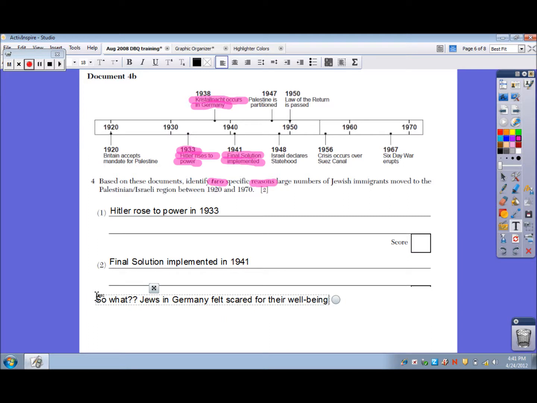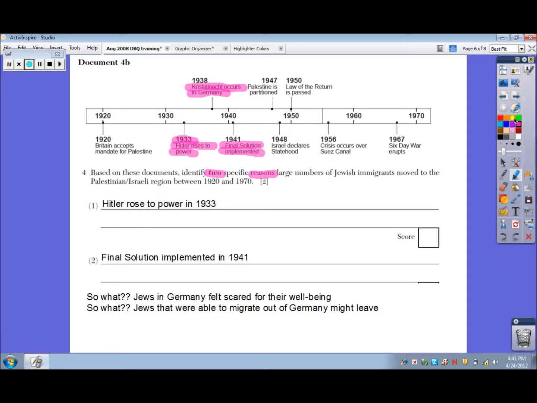If you were a Jew in Germany and you heard the things Adolf Hitler was saying, I don't know about you, I probably would have felt scared. So Jews in Germany felt scared for their well-being. Okay. Any other so what's right here? So what? So Jews that were able to move or migrate out of Germany might leave. Again, if you heard the things Adolf Hitler was saying and you were aware of Kristallnacht, which means night of broken glass, that's when all of the Jews had their homes smashed and destroyed, and then the Jewish buildings were destroyed, that might have prompted them to leave. So they might leave. Now, go ahead and highlight that in yellow.